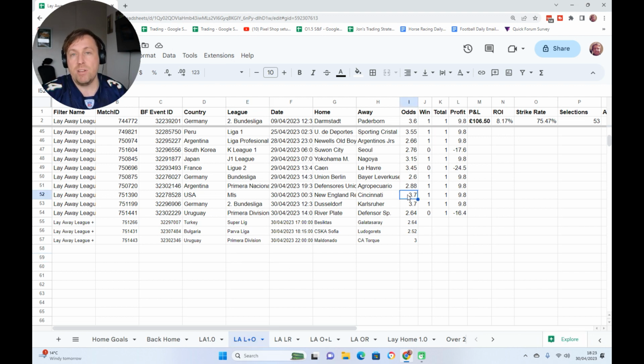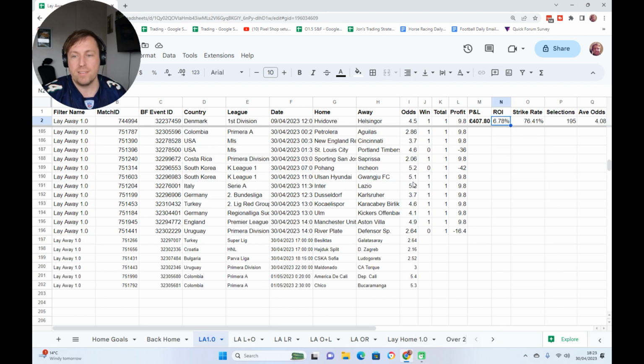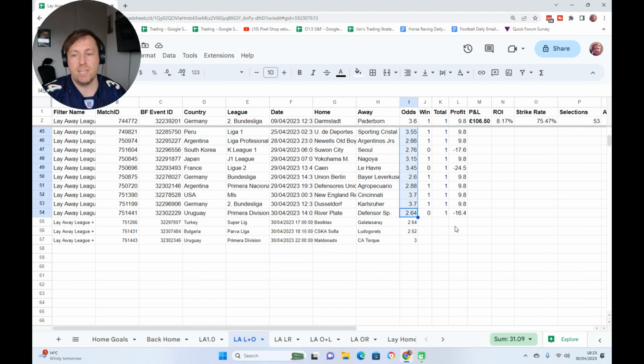And basically what you end up with here is a lot of fairly short price lays, so you're not going to get your big 6.0s that you sometimes get on 1.0. Like we've got a run here of 3 games that are above 5. You will not get that on an odds restricted one.